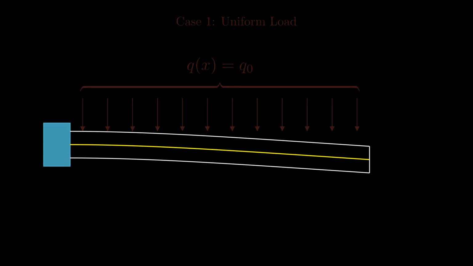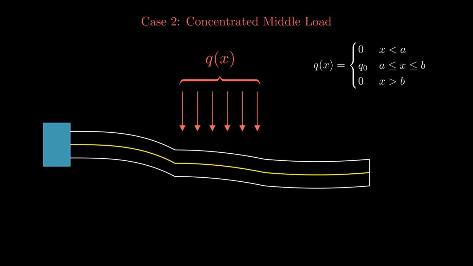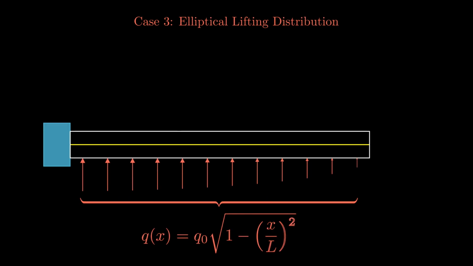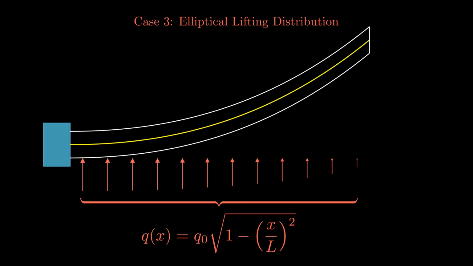The next example is a beam with a concentrated load placed at the center of the beam. This is similar to a beam that has something sitting on top of it. If you were to combine case 1 and case 2, you might be able to approximate the person on the diving board. Finally, let's return to our wing example. A traditional ideal lifting distribution for a wing is an elliptical one. This can be applied to our wing to estimate the amount of displacement it might have from the aerodynamic loading.